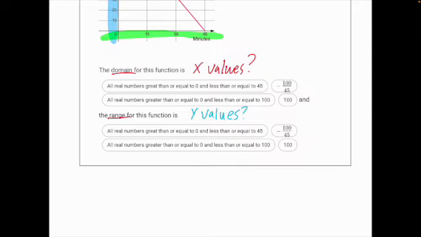As you guys figure those two out on your own, check with a neighbor if you're not sure. Double check, make sure you got the correct answer. Alright, let's go to the next one.